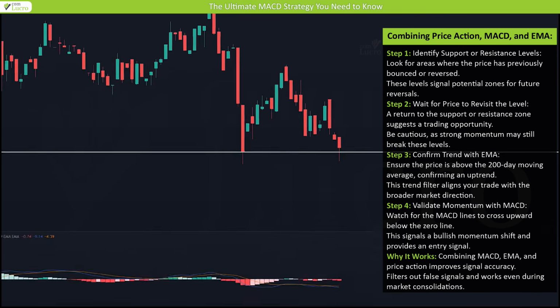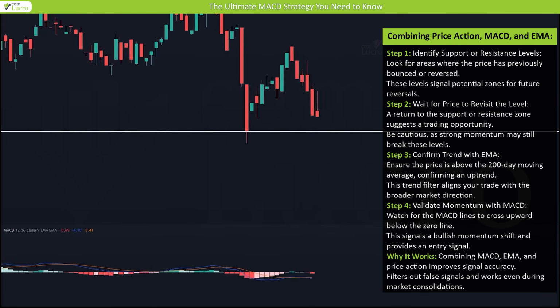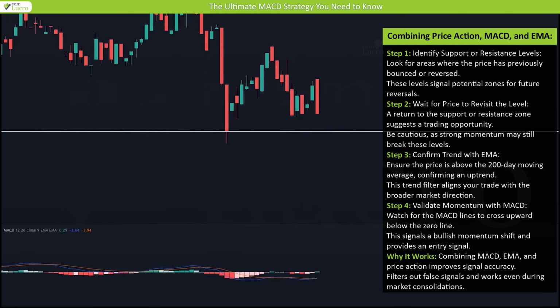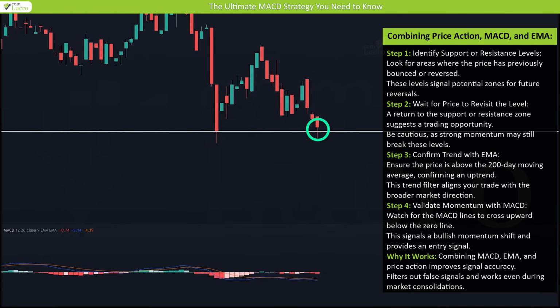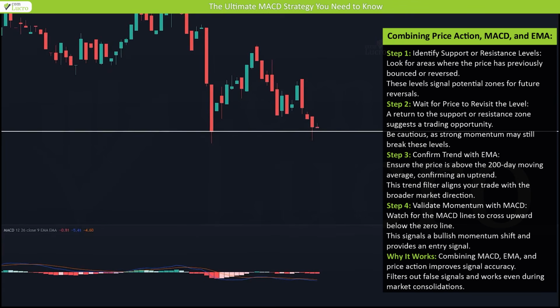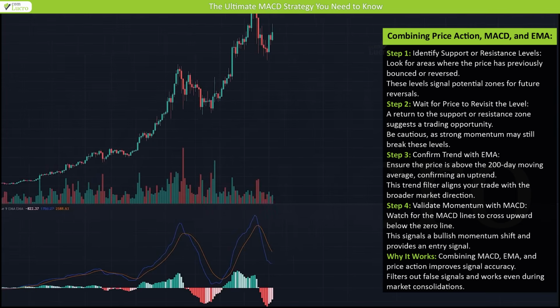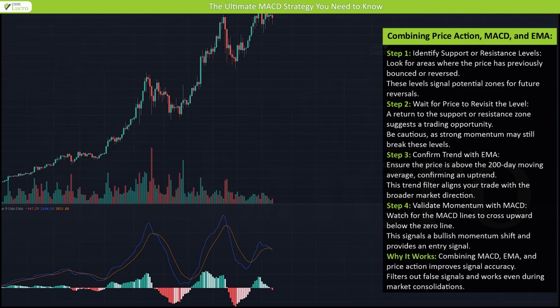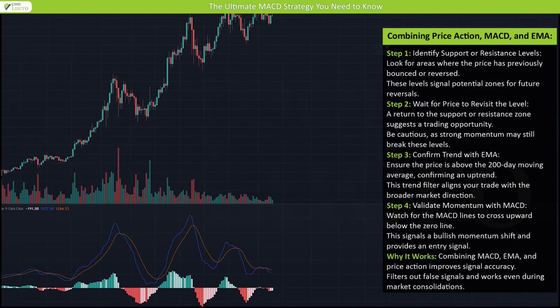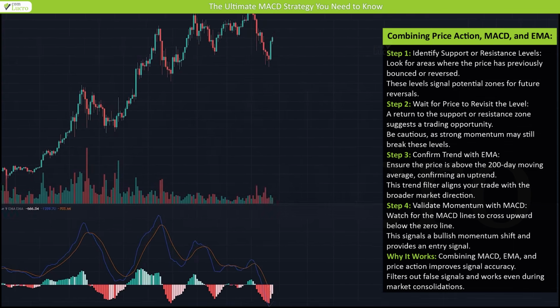Follow these steps. Ensure the price is above the 200-day moving average, confirming the market is in an uptrend. Wait for the price to hit the identified support level. Finally, watch for the MACD lines to cross upward below the zero line. This crossover is your signal to enter the trade, as it indicates a potential momentum shift in the price's favor.